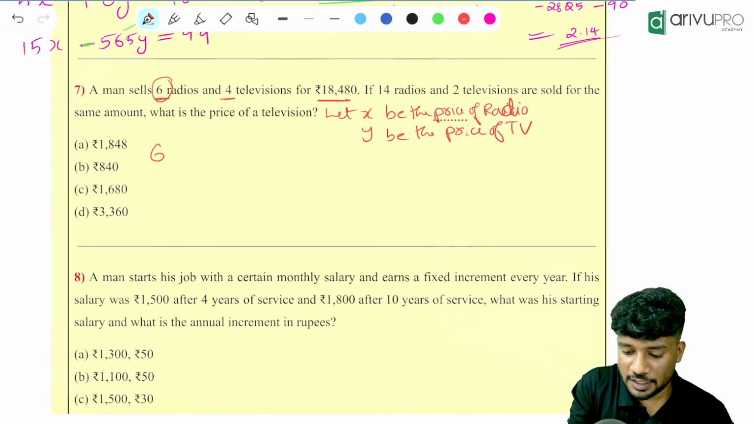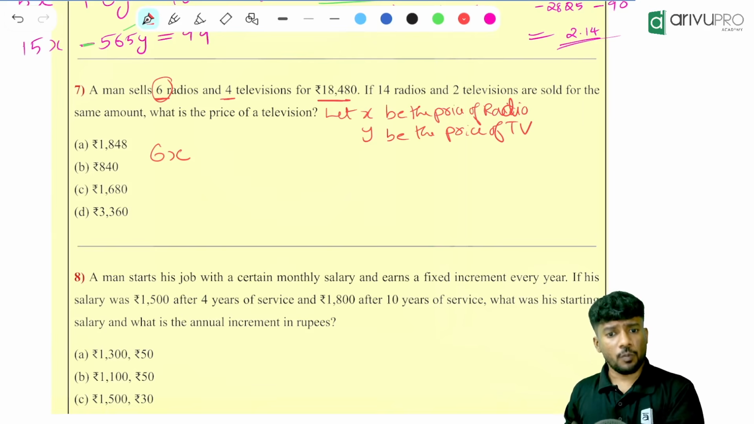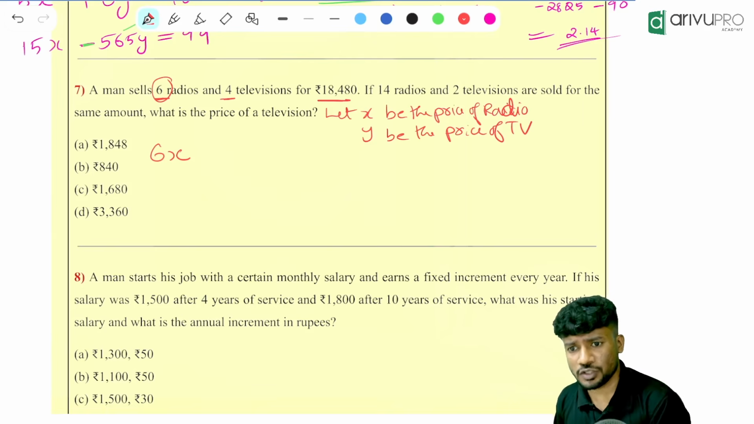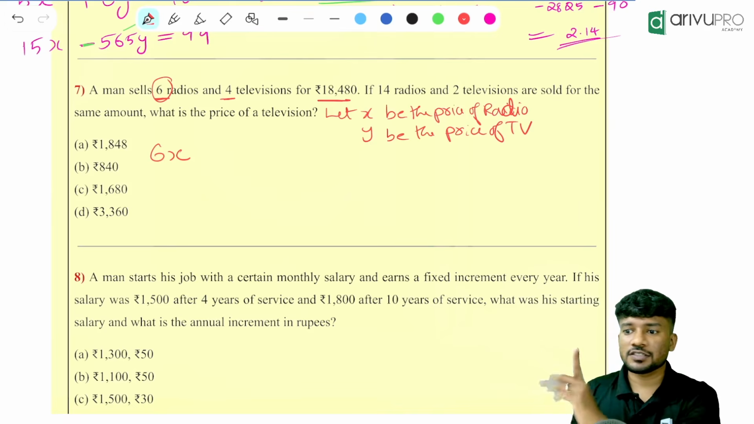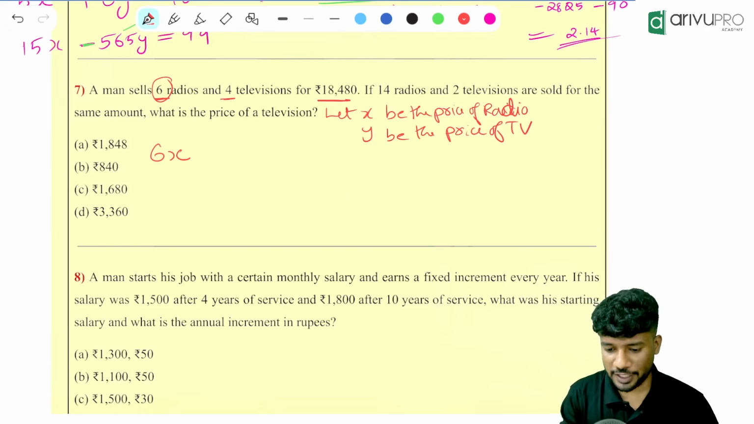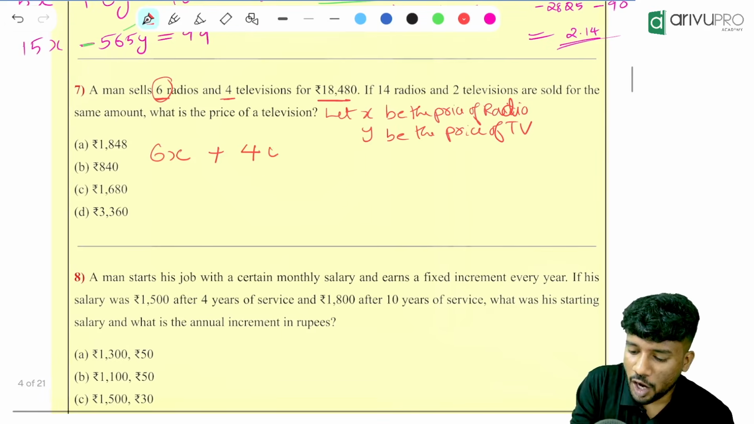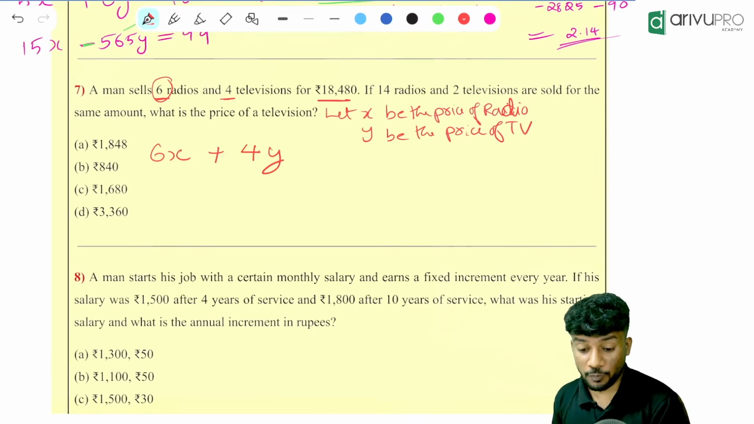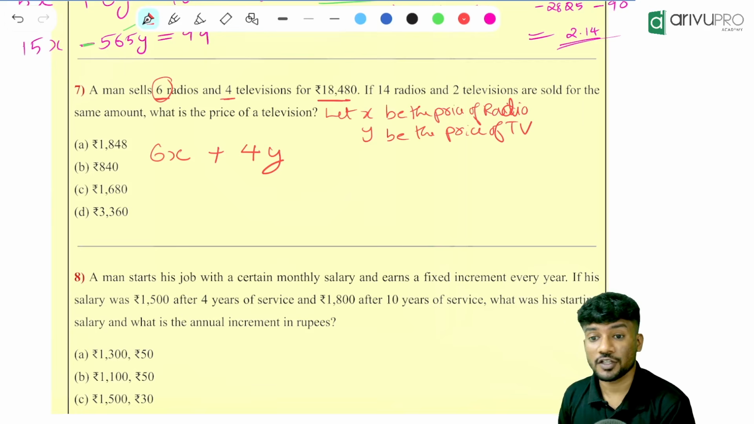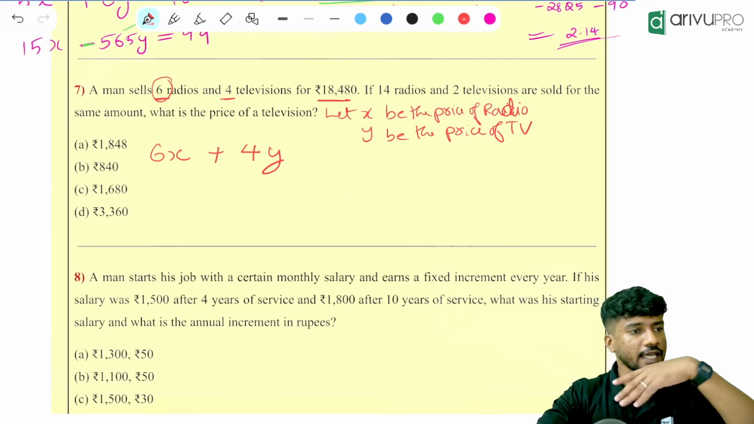Can I write it as 6x? Price of 6 radios will be what then? 6x. Because the total number of radios into the price of one single radio will give me 6x, the total price of radios. Plus, how many televisions are there? 4 televisions. What is the price of a television? y. So that is 4y.